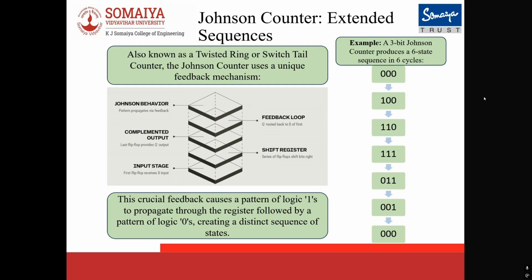This causes a stream of ones to fill the register, followed by a stream of zeros, creating a unique pattern of states. For example, a 3-bit Johnson counter produces 6 distinct states in one full cycle. So compared to the ring counter, Johnson counters effectively double the number of usable states with the same number of flip-flops, making them more efficient in designs like frequency dividers and digital controllers.